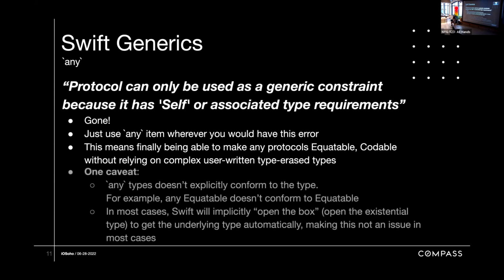One of the caveats on this approach, though, is that when you do any type, it doesn't actually conform to the type. It's only the underlying type that conforms to the type. So, for example, any Equatable doesn't actually conform to Equatable, but the Swift compiler will, in most cases, open the underlying type whenever you want to use it that way, and it will basically be invisible to you. There might be cases in the future where this might result in an error, but the behavior right now is, in most cases, it will just open it implicitly for you.